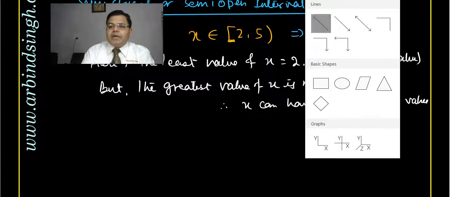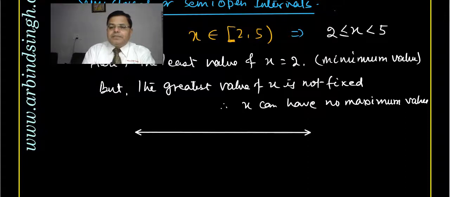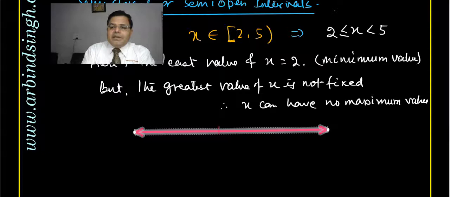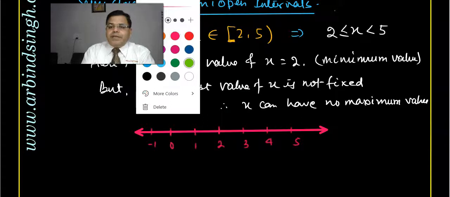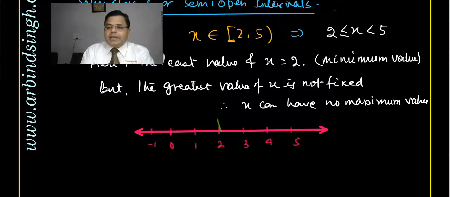So how to represent this on a number line system? Here is a number line system: this is 0, 1, 2, 3, 4, 5, and minus 1 like that. If I would like to write from 2 to 5, x is greater than or equal to 2 and less than 5. So 2 is included and 5 is not included, and I can represent this with a solid dot and a hollow dot. So 5 is not included and 2 is included. This is the representation.